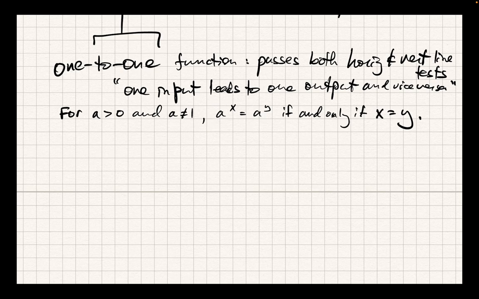Why can't it be 1? Because 1 to the anything is 1. 1 to the 2 is the same as 1 to the 3. So this if and only if is not true if a is equal to 1. That's why it can't be negative. It can't be 1.